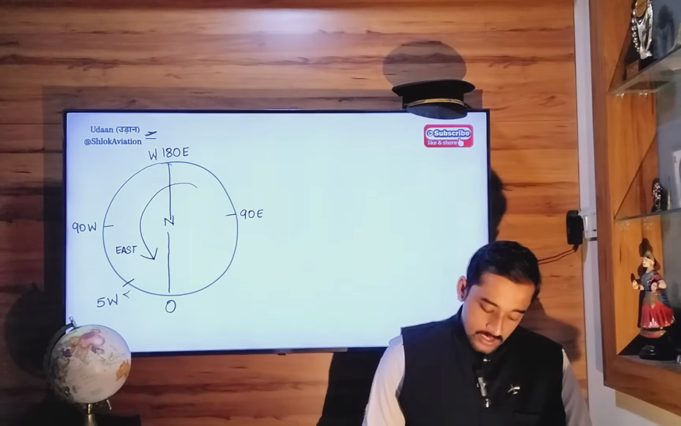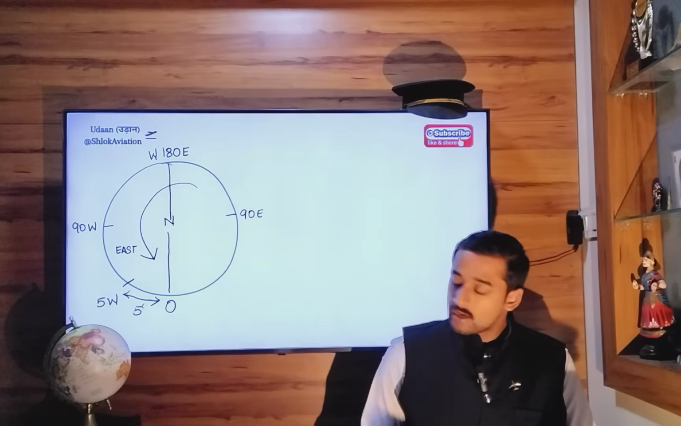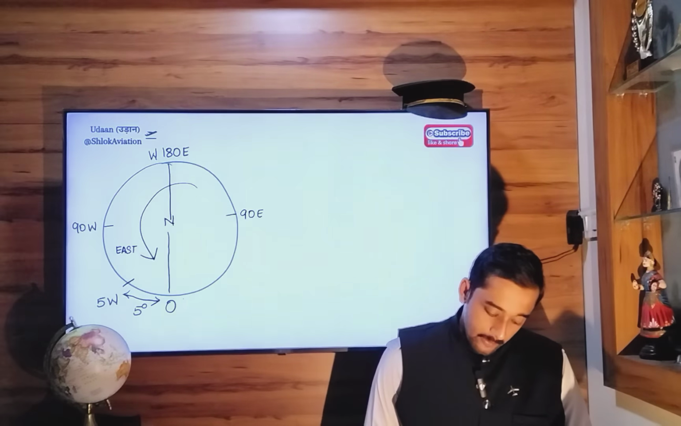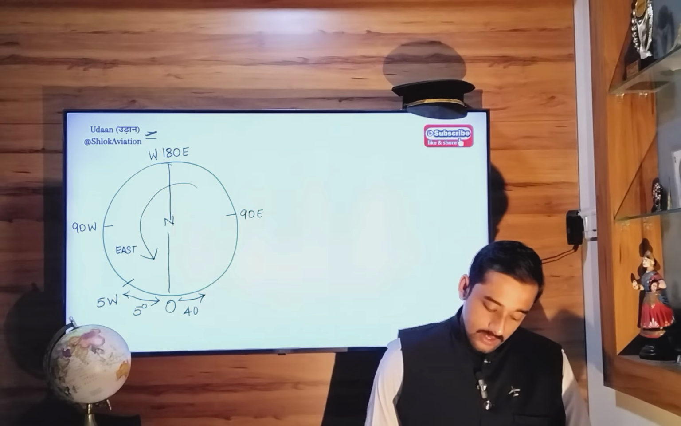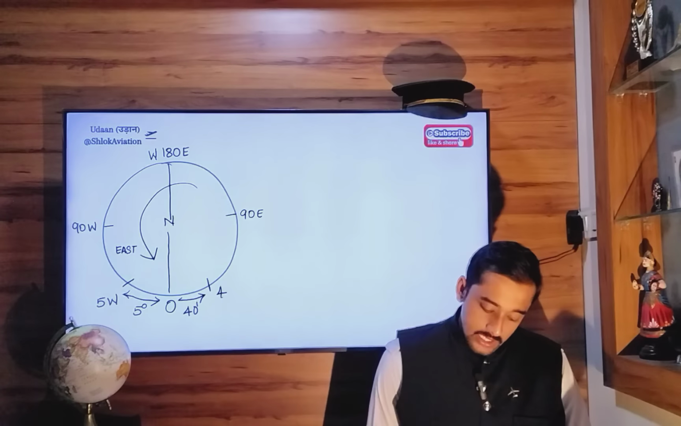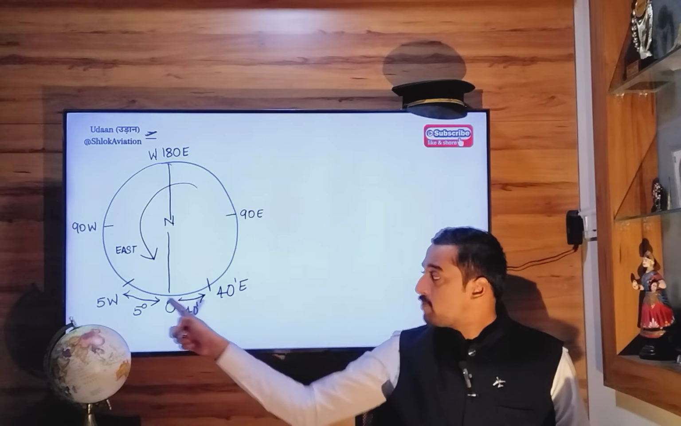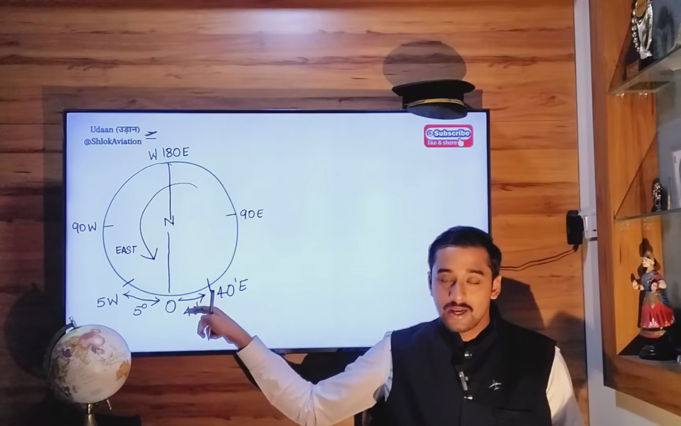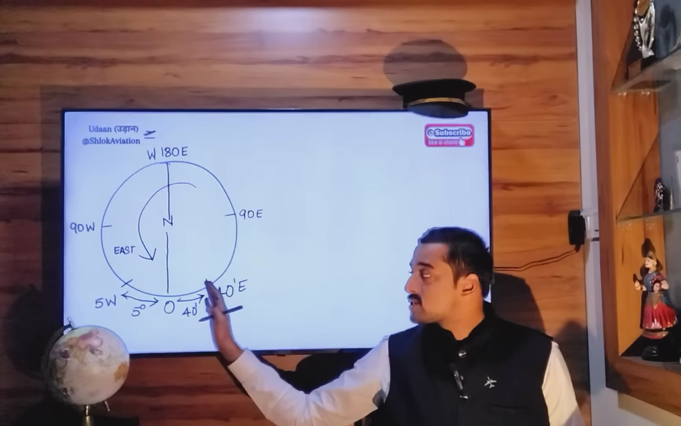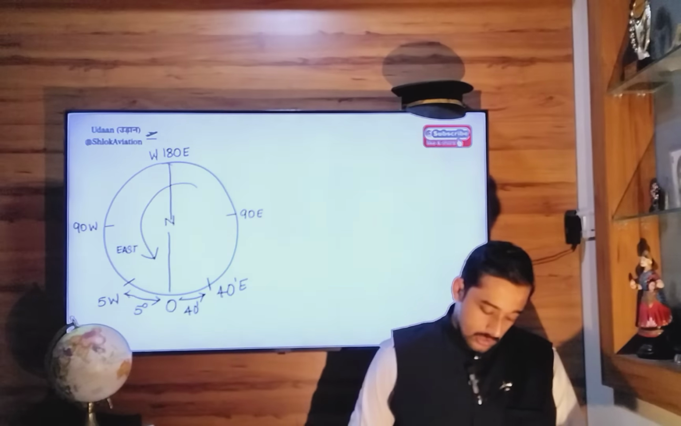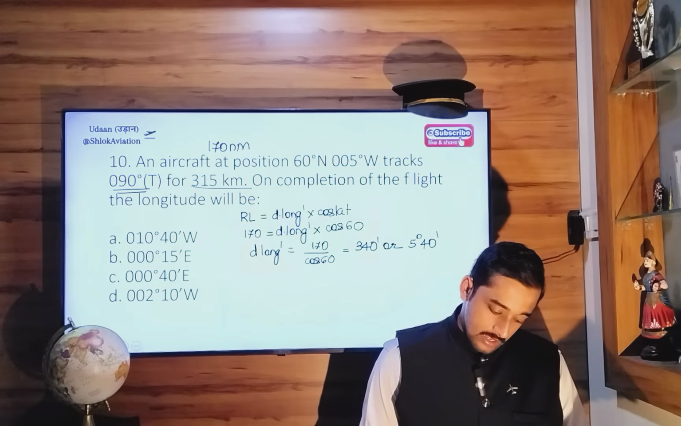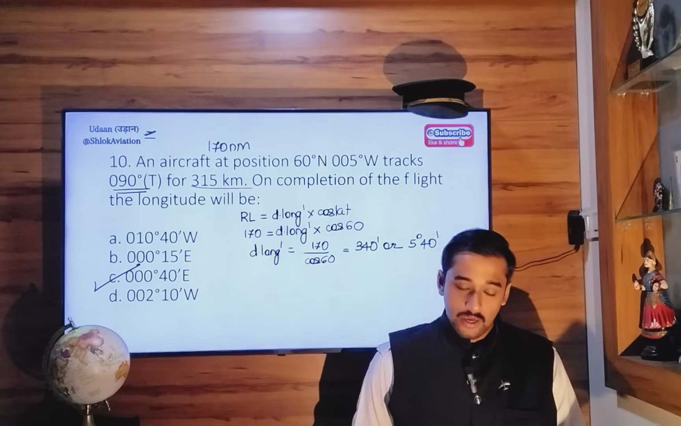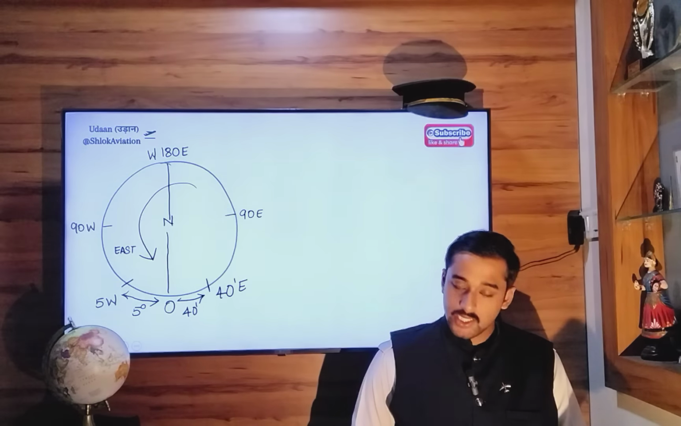Now this difference is how much? 5 degrees. The difference between 0 and 5. The next remaining distance will be 40 minutes. So the new position will be 40 minutes east. The total becomes 5 degrees plus 40 minutes, 5 degrees 40 minutes of difference in longitude. So that means your new position is in the eastern hemisphere. So the correct option will be option C, 40 minutes east. Important question, conceptual. So draw the diagram and understand.